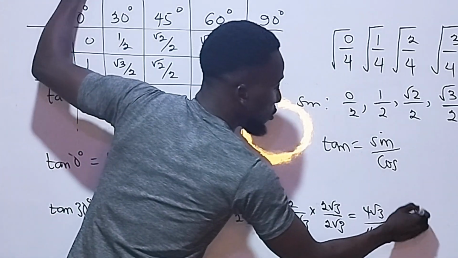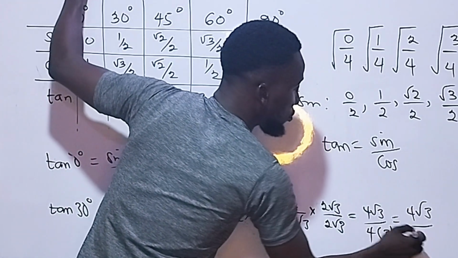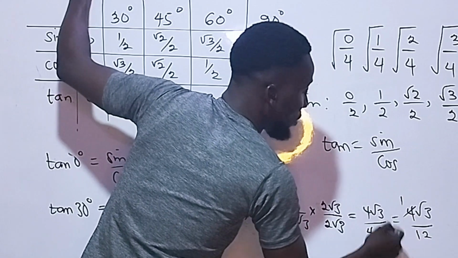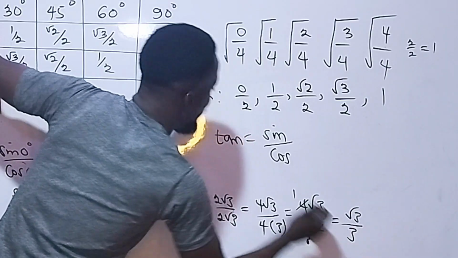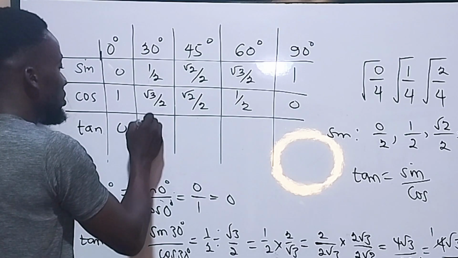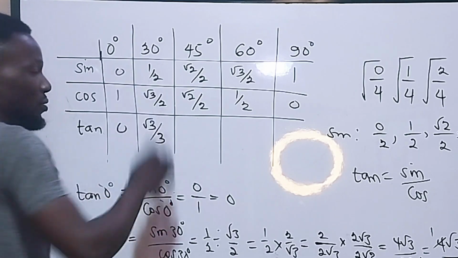And that will give us what? 4 root 3 over what? Over 12. Here we have 1, that is 4 here. 4 here we have 3. So our answer will be root 3 over 3. So it means this guy is root 3 over 3.